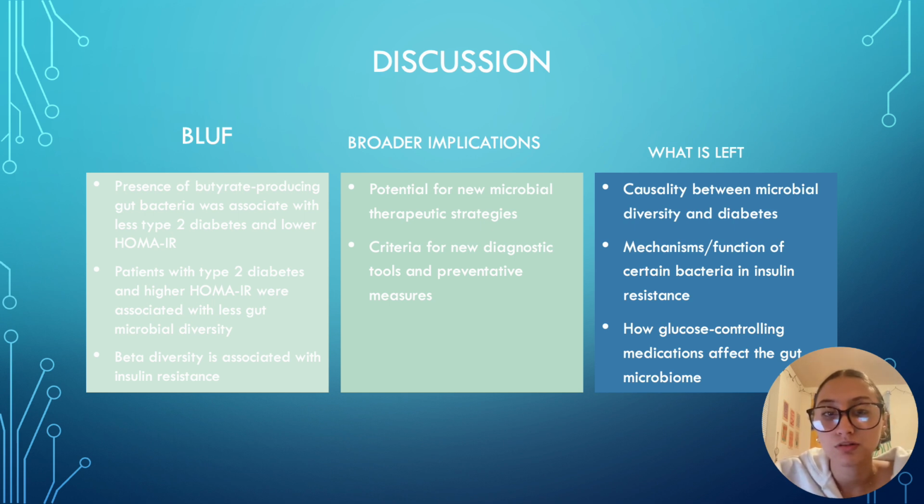This study contributes to broader implications such as the potential for new microbial therapeutic strategies. The significance of the association between these two variables should urge physicians, scientists, and pharmacists to develop and study more microbial-based treatment for type 2 diabetes and its prevention. For example, fecal microbiota transplantations and the use of probiotics can greatly improve someone's microbial health. However, more clinical trials need to be completed for these to be successful for humans.